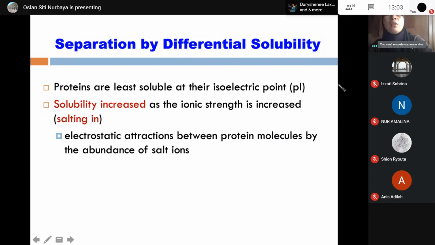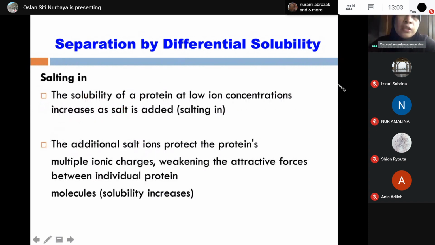Because of the salt with the charge, everything helps the proteins to dissociate. So this is what we call salting in. We have here low ion concentration, and solubility will be increased as salt is added. Additional salt ions protect the protein's multiple ion charges and weaken the attraction between the individual proteins. Once the attraction between the proteins is weakened, that means the solubility of the protein is increasing.